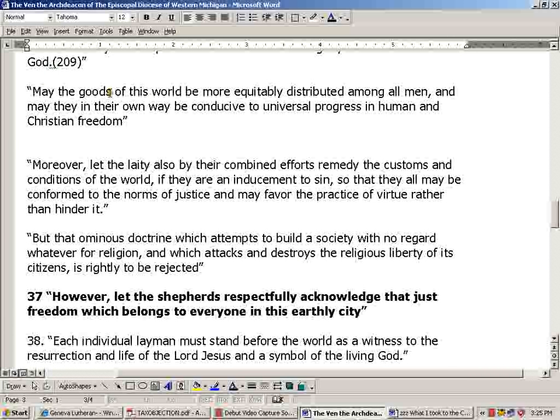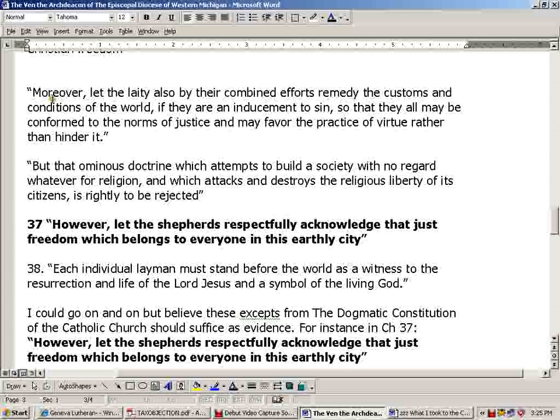May the goods of this world be more equitably distributed among all men, and may they in their own way be conducive of the universal progress in human and Christian freedom. Moreover, let the laity also in their combined efforts remedy the customs and conditions of the world.